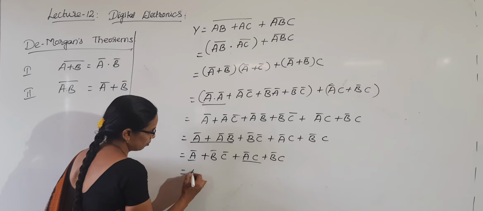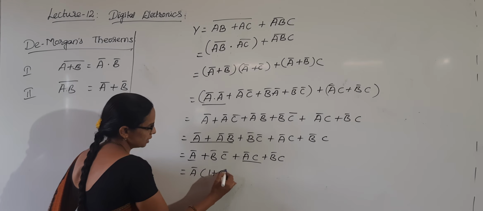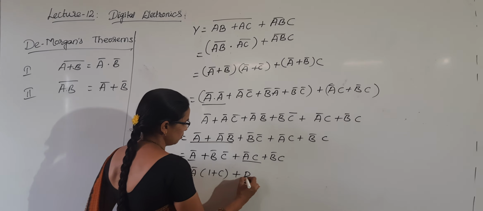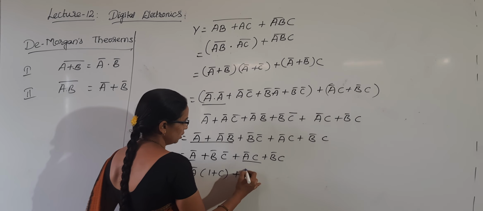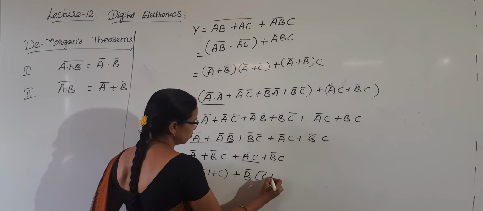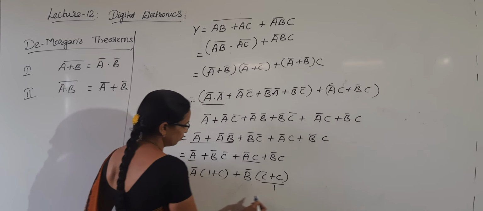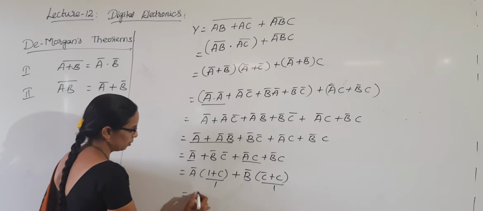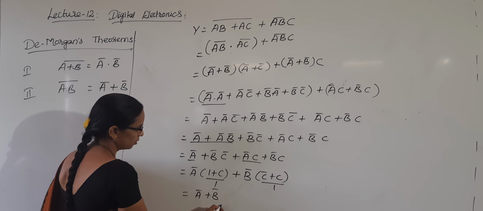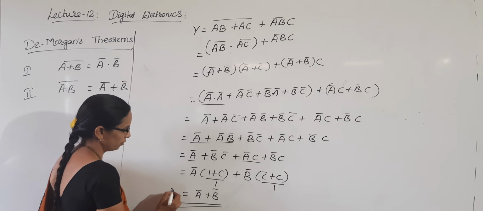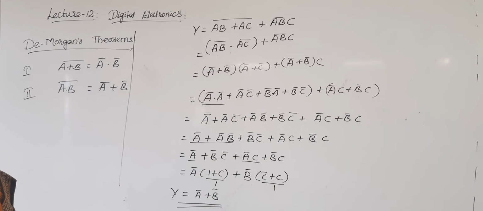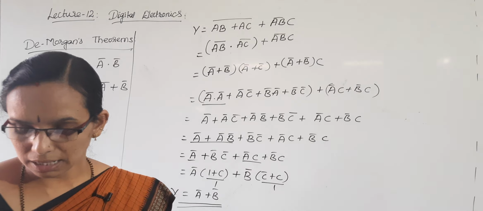These two I will take A bar common, 1 plus C, it will be 1, plus B bar. If I take common C bar plus C, it will be 1, this will be 1 again. A bar plus B bar will be the final answer: A bar plus B bar. Okay, that's all.